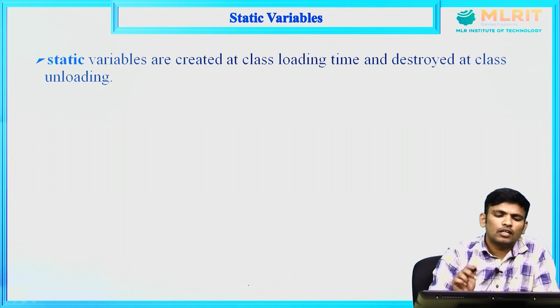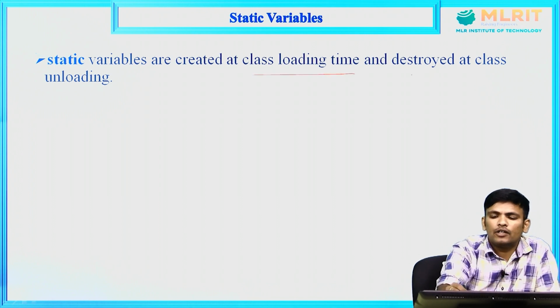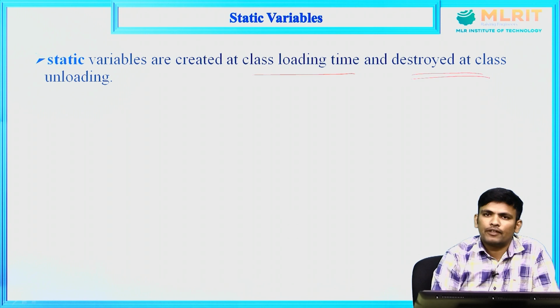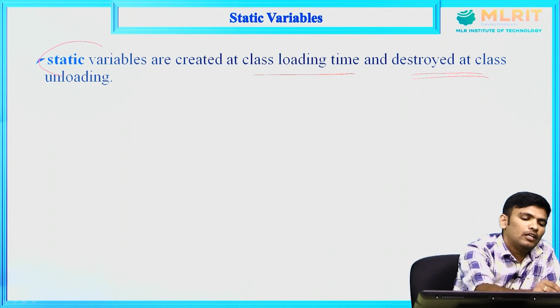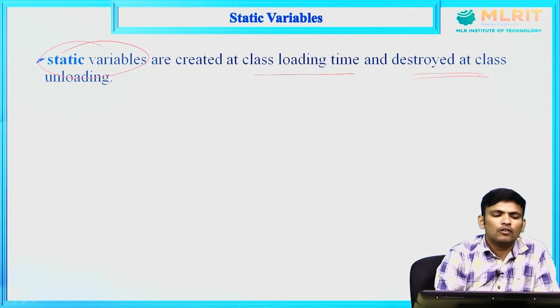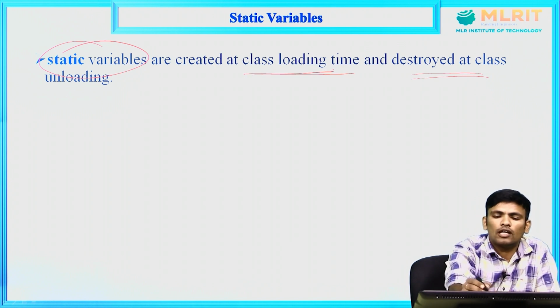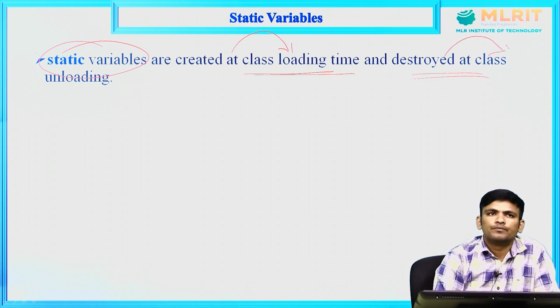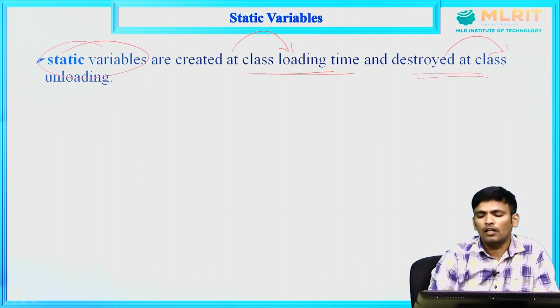Static variables are created at class loading time and destroyed at class unloading time. Among all three variables, the static variables get initialized first. While the .class file is loading into the physical memory, all your static variables get initialized. They are destroyed when the .class file is unloaded from the memory. So static variables are initialized and destroyed at class loading and class unloading time.